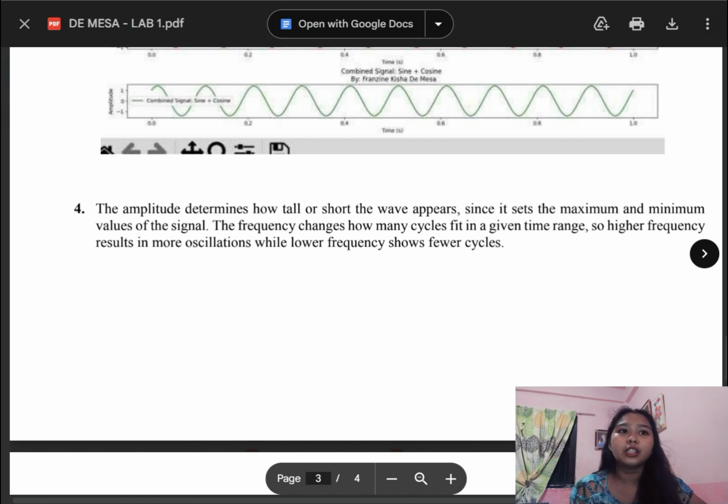The higher the frequency, the more cycles and faster oscillations, while lower frequency gives fewer and wider cycles. So that will be all for laboratory 1.